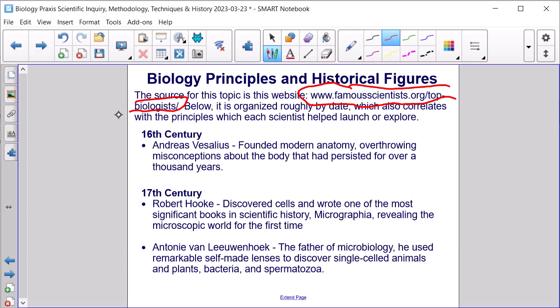In the 16th century, Andreas Vesalius founded modern anatomy, overthrowing misconceptions about the body that had persisted for over 1,000 years. In the 17th century, Robert Hooke discovered cells and wrote one of the most significant books in scientific history, Micrographia, revealing the microscopic world for the first time. Antoine van Leeuwenhoek, the father of microbiology, used remarkable self-made lenses to discover single-celled animals and plants, bacteria, and spermatozoa.